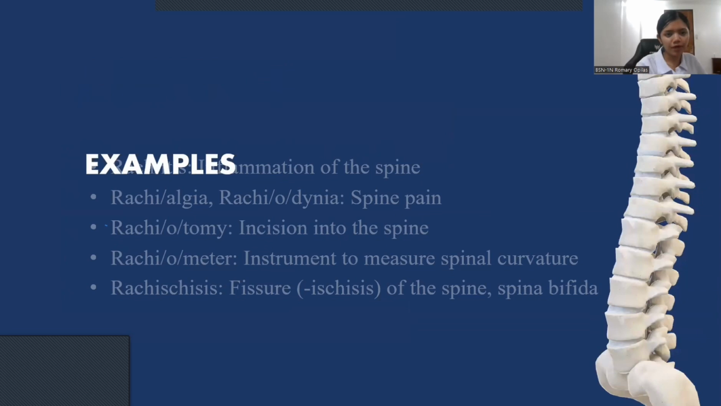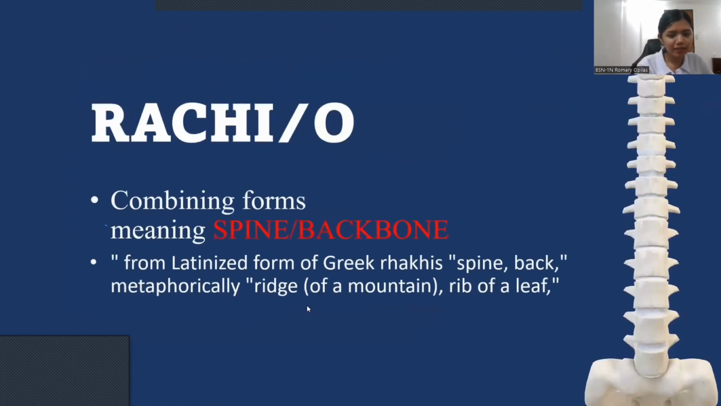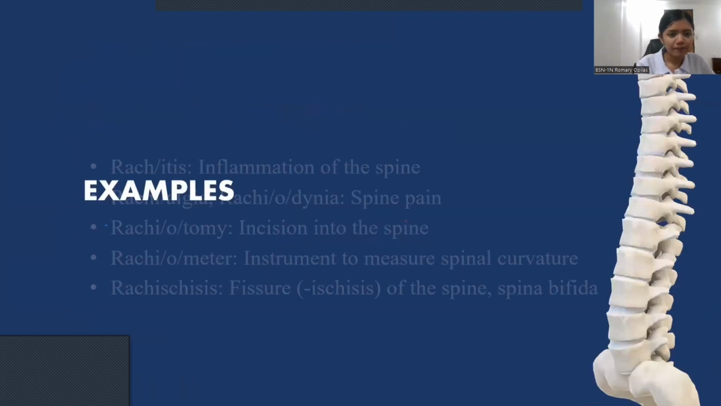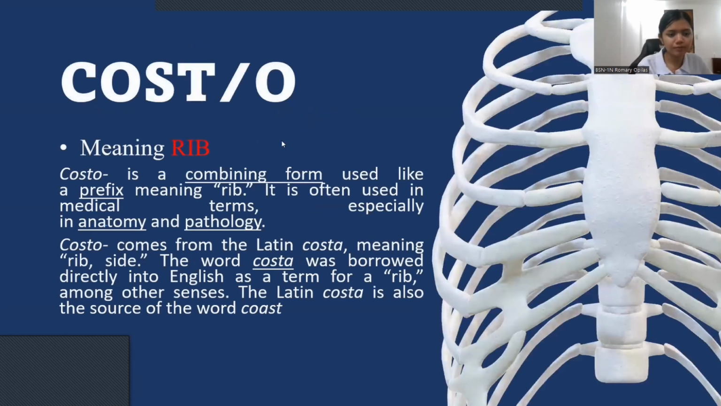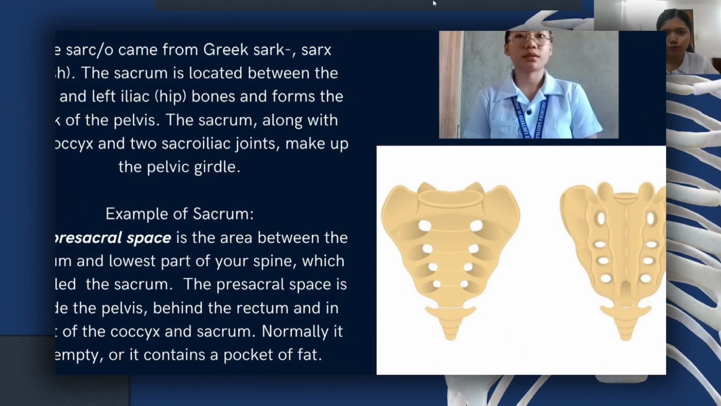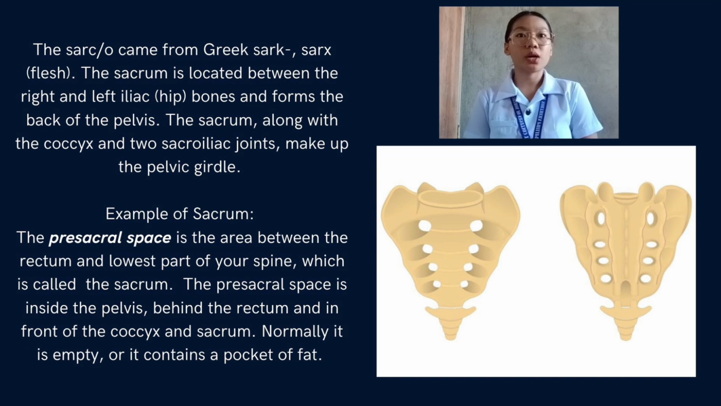Always remember po, rakai means spine or backbone. Basta narinig niyo po yung rakai or rachio means alam na po agad natin na spine or backbone po yun. And then, if we heard the costal means rib. So, thank you. The sarc or sarco came from the Greek word sark or sarx, which means flesh.